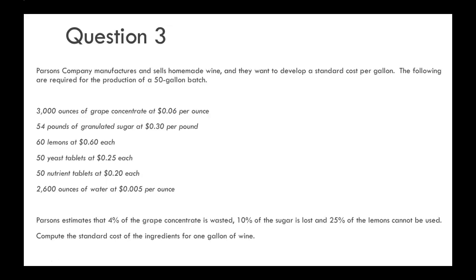Then it tells us that Parsons estimates that 4% of the grape concentrate will be wasted, 10% of the sugar is lost, and 25% of the lemons cannot be used. With that information, we can now compute the standard cost of the ingredients for 1 gallon of wine.